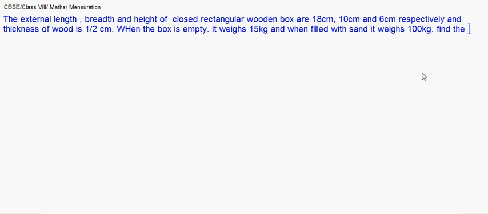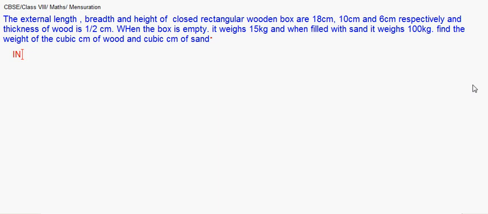Find the weight of the cubic centimeter of wood and cubic centimeter of sand. So we need to find this. Now it gives us the information that the thickness of the wood is given to be 1/2 centimeters. These are the external length, width and height. So we need to find the internal length, internal width and the height.